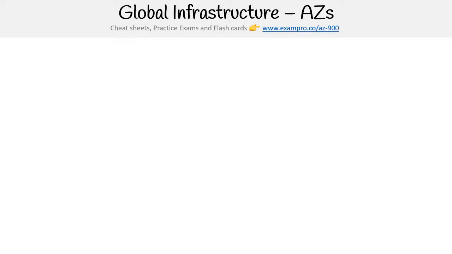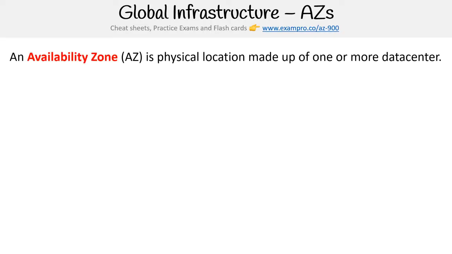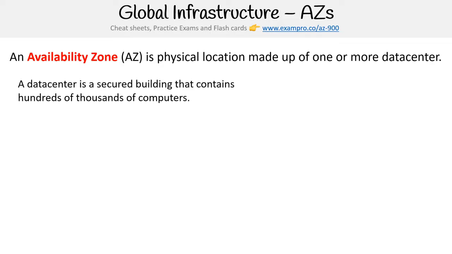Hey, this is Andrew Brown from Exam Pro, and we are looking at availability zones for Azure. Availability zones, abbreviated to AZ, and you'll hear me using that abbreviation a lot in this course, and you should learn to remember that as well. It's a physical location made up of one or more data centers. A data center is a secured building that contains hundreds of thousands of computers.